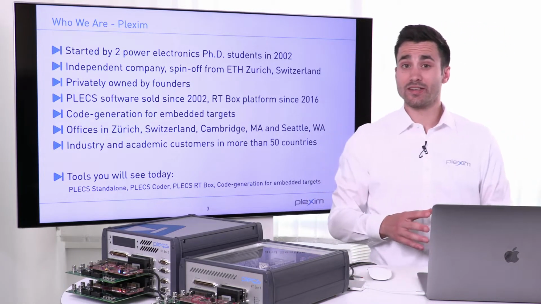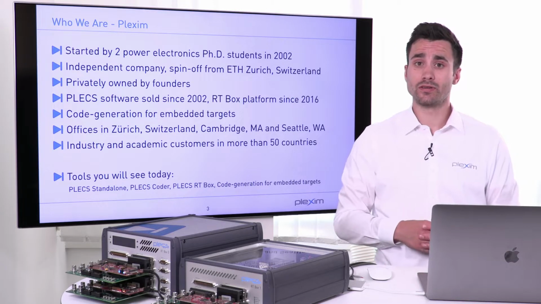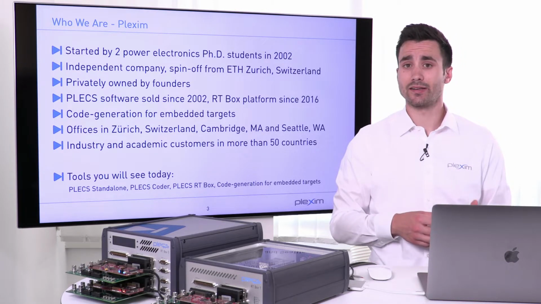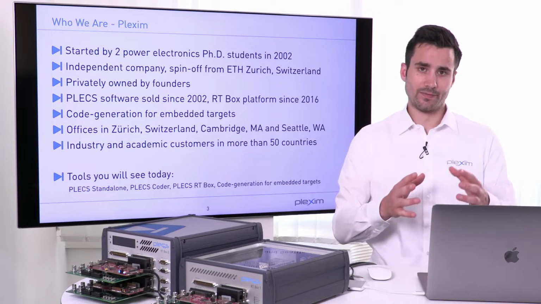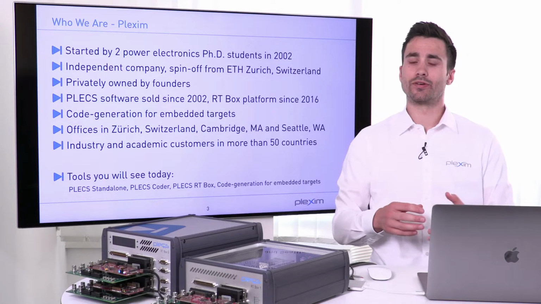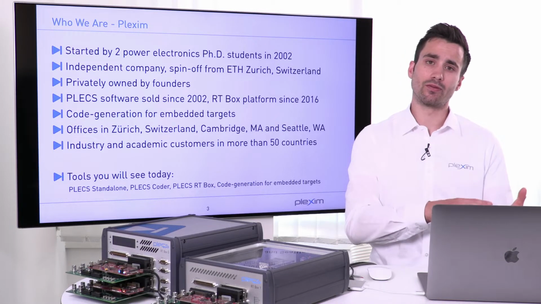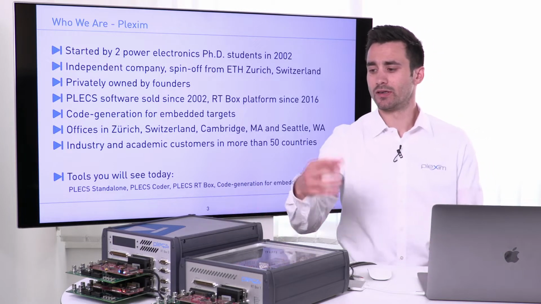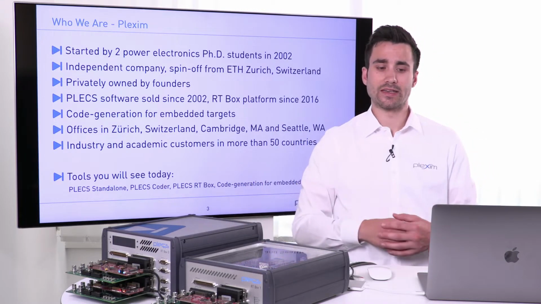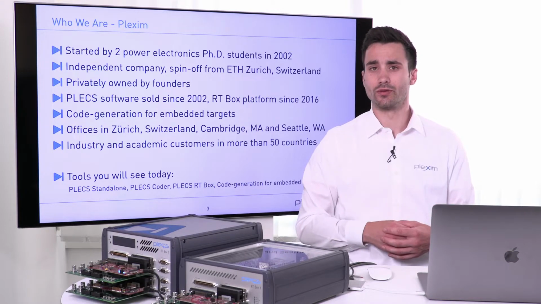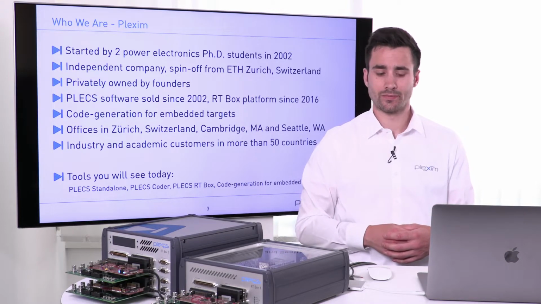During this presentation, you will see a few different tools. So first of all, I will show you PLECS Standalone, where we will analyze the DC microgrid offline simulation model. Then I will use the PLECS coder in order to make the transition between the offline simulation towards a real-time simulation. You will see for sure then also the PLECS Rtbox and our code generation tool for embedded targets.